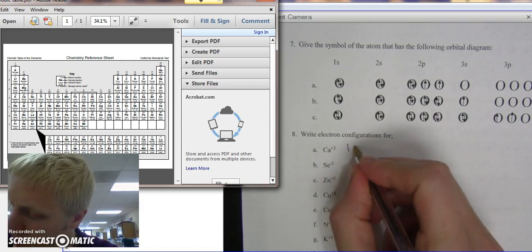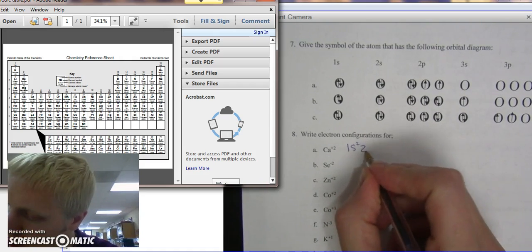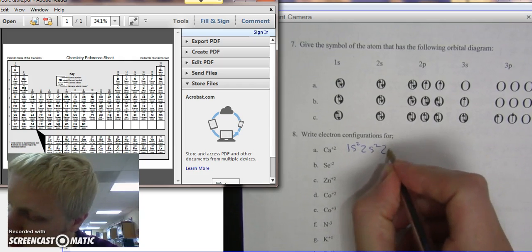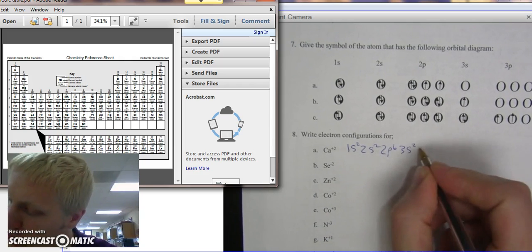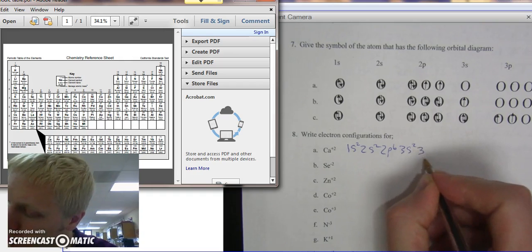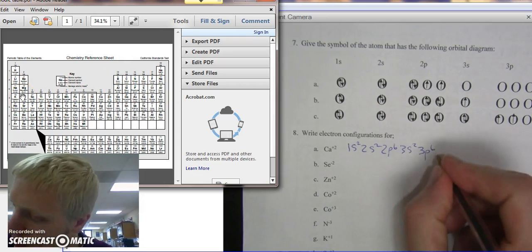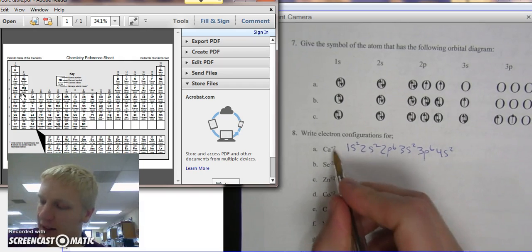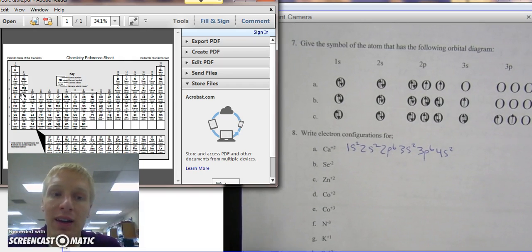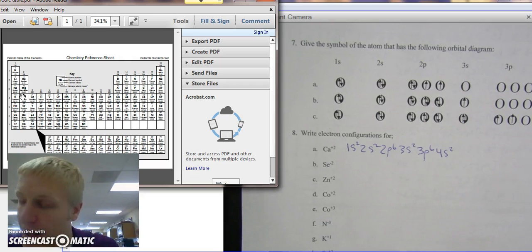Calcium is 1s2, 2s2, 2p6, 3s2, 3p6. So we're going 1s2, 2s2, 2p6, 3s2, 3p6, 4s2. And it's 2 plus, which means we remove 2 electrons. We have 2 less electrons than we normally have.